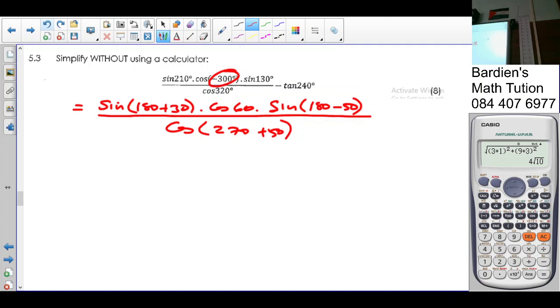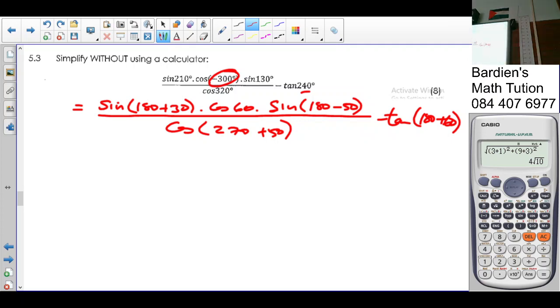And how do I check? If I say 320 plus 50, it's going to be 370. 320 minus 50, that is 270. That's how I know I had to go with 270. And why? It's one of those lines on the CAST diagram. Okay, people, 240 is in which quadrant? So it's going to be 180 plus 60. Okay, you guys agree with that?